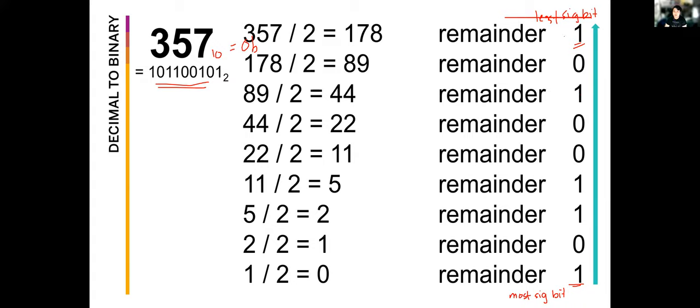Okay. So for now, just remember that the most significant bit is the last remainder. Then the least significant is the first remainder. That's how we define it here. So we go from most significant to least significant, and we arrive at the binary digit. All right.